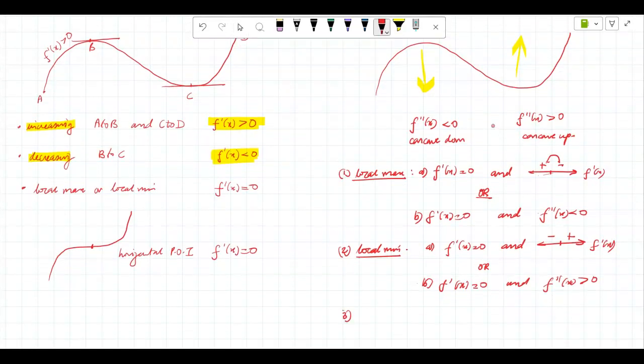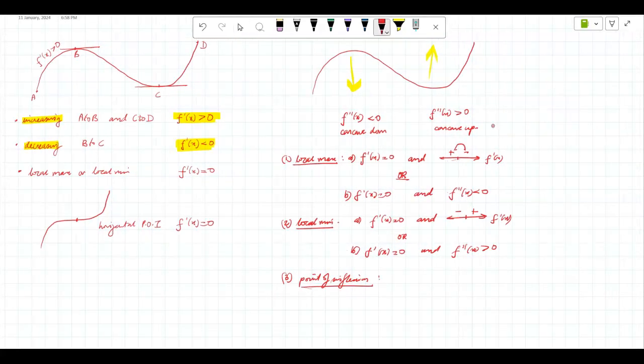Third, what will happen for a point of inflection? Now a point of inflection is something different. Listen to the steps. First, you solve the second order derivative equal to 0. Remember, for a point of inflection, the second order derivative is 0, and there should be a sign change for the second order derivative. If you draw a sign diagram, it should be positive, negative, or negative, positive.